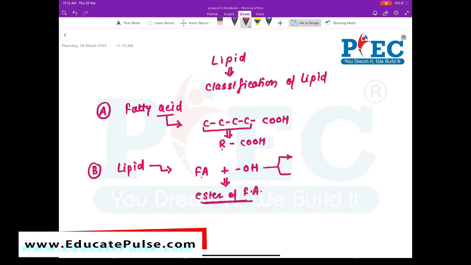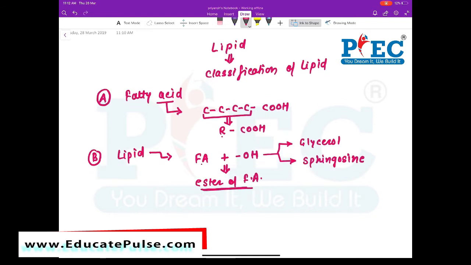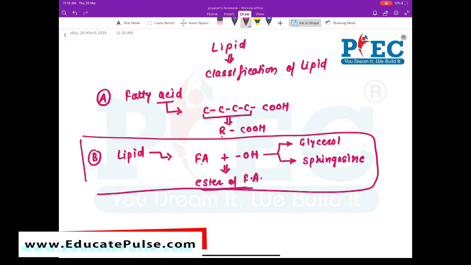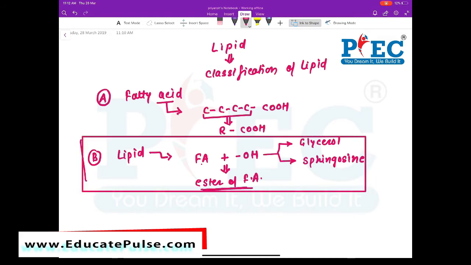In this chapter on lipid, we will basically use two types of alcohol. Either we will use glycerol or we will use sphingosine to make various types of lipid. So these are the two basic terms that you should know, and right now the important one is the definition of lipid. Lipid is fatty acid plus alcohol, or we can say an ester of fatty acid.